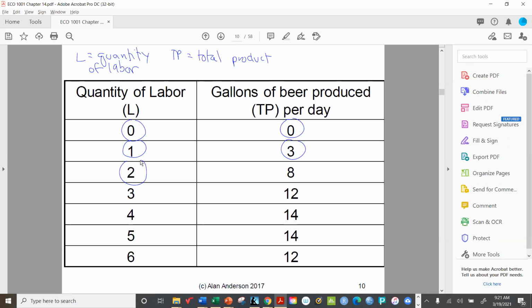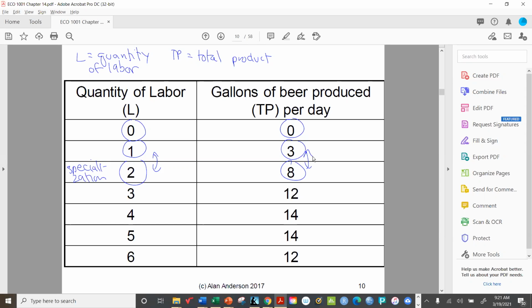From 1 to 2 makes a huge difference because now specialization can take place. And by which I mean each person can specialize in one or a small number of tasks rather than trying to do everything themselves. And so because of that, even though we only doubled our labor, look what happened to our output. It almost tripled. So this is the beginning of where we see specialization taking place.